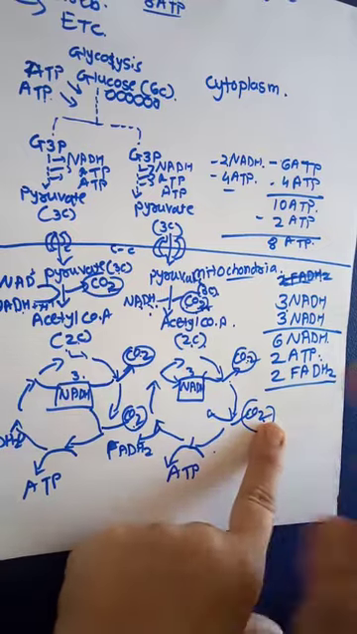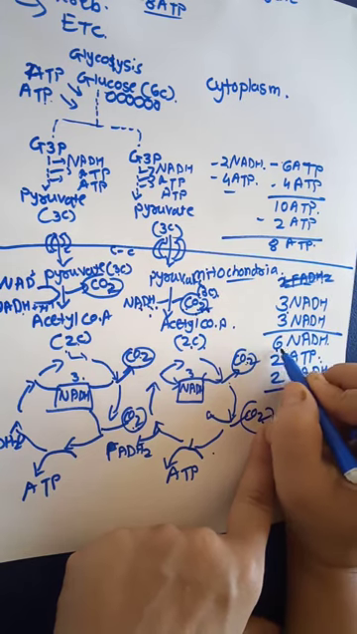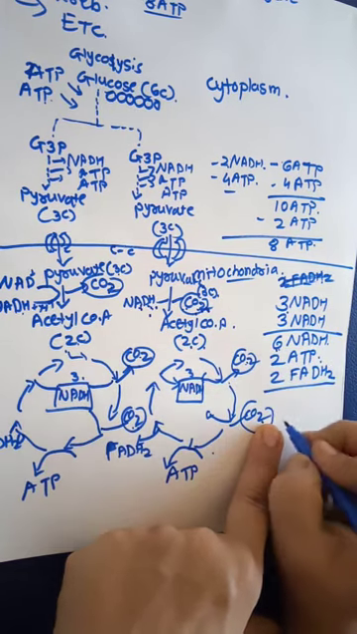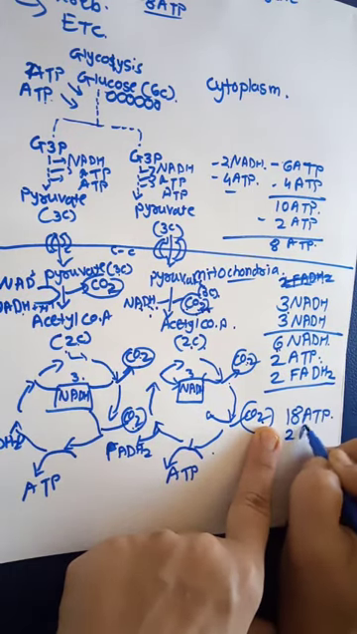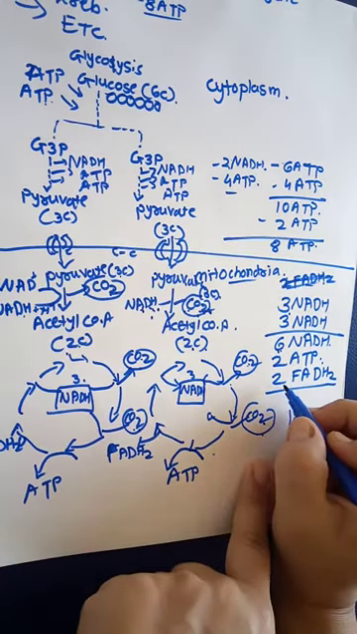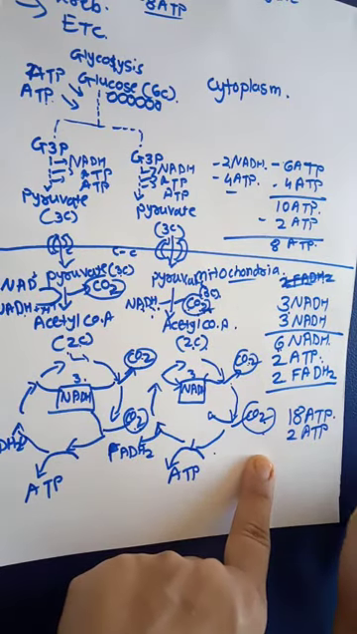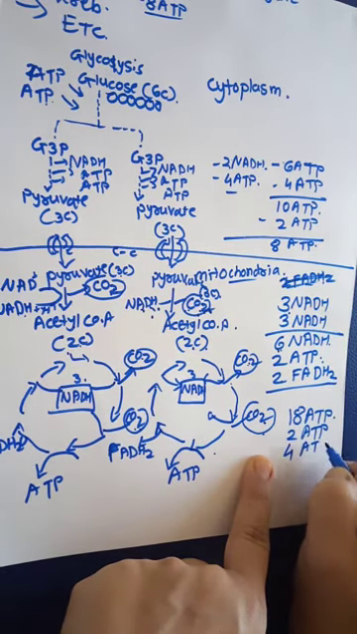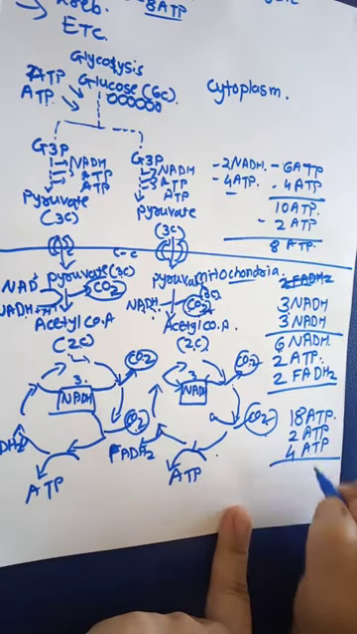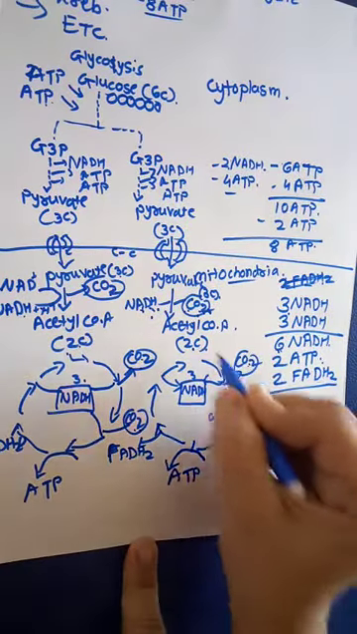Okay, now we will calculate the total amount of ATP produced during the Krebs cycle. See, 1 NADH gives 3 ATP, so 6 NADH give 18 ATP. Plus 2 ATP directly by substrate level phosphorylation, and 1 FADH2 will give 2 ATP, that is also via the electron transport chain. So 2 FADH2 give 4 ATP. Now calculate: 18 plus 2 is 20, plus 4, and this is 24 ATP molecules produced via the Krebs cycle.